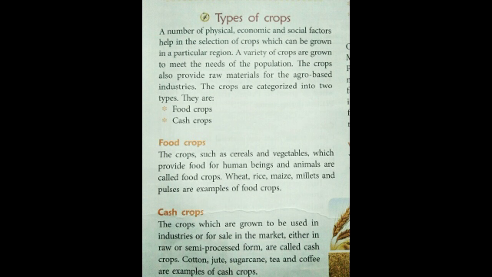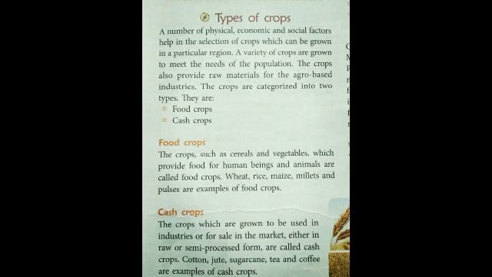Okay, next one, cash crops. So the crops which are grown to be used in industries or for sale in the market, either in raw or semi-processed form, are called cash crops. In simple terms, the crops which are grown for sale in the market. Example, cotton, jute, sugarcane, tea, coffee are examples of cash crops.